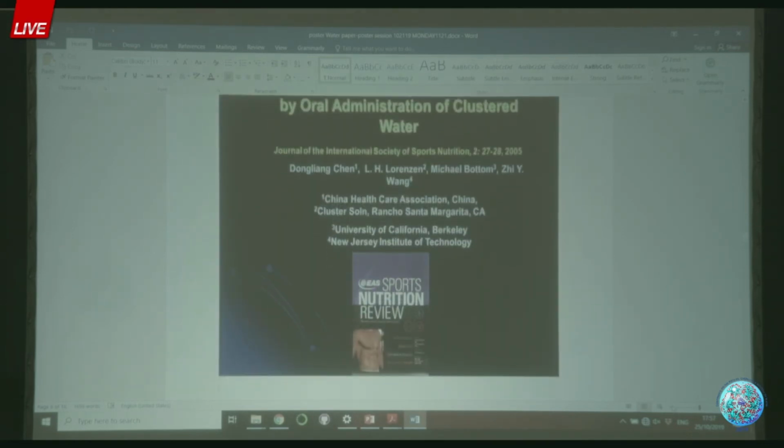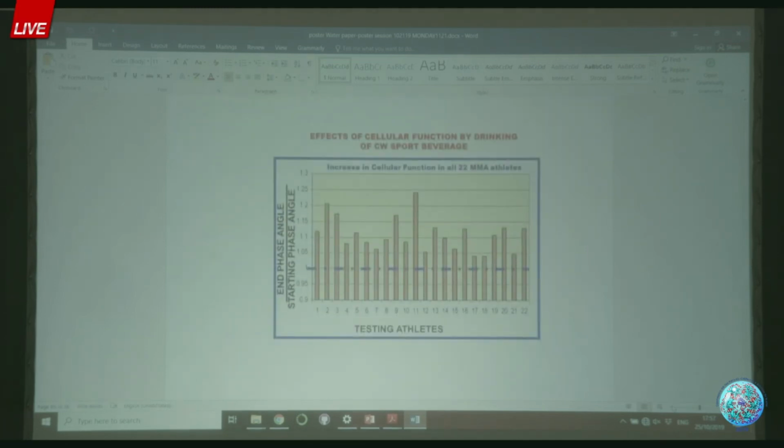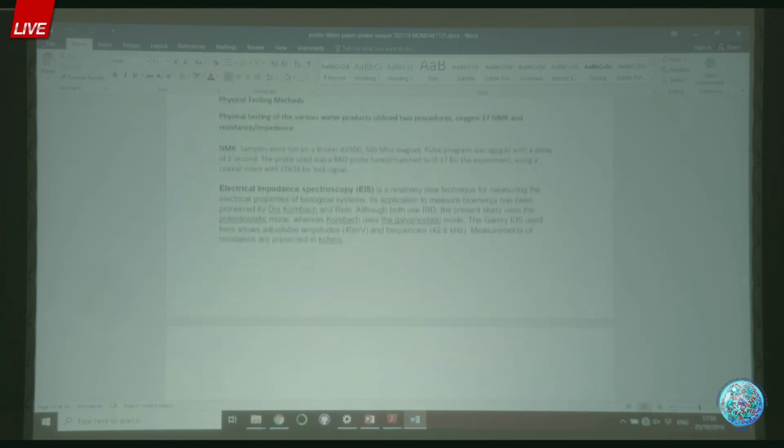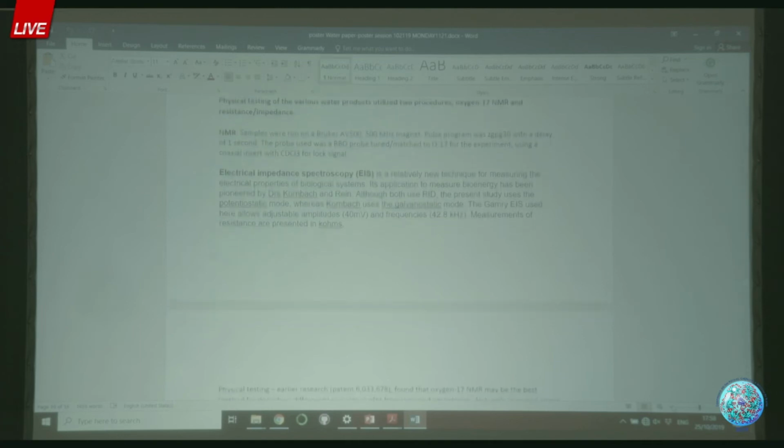So, we also did oral administration of water clusters in mice. We doubled their stamina in a mouse swimming model, and this is published. In mixed martial arts fighters, we increased phase angle by more than 11% in highly trained athletes. So now that we have a lot of clinical data, Professor Ryan came to help me look at how we could confirm more of the structure of what these solutions are all about.